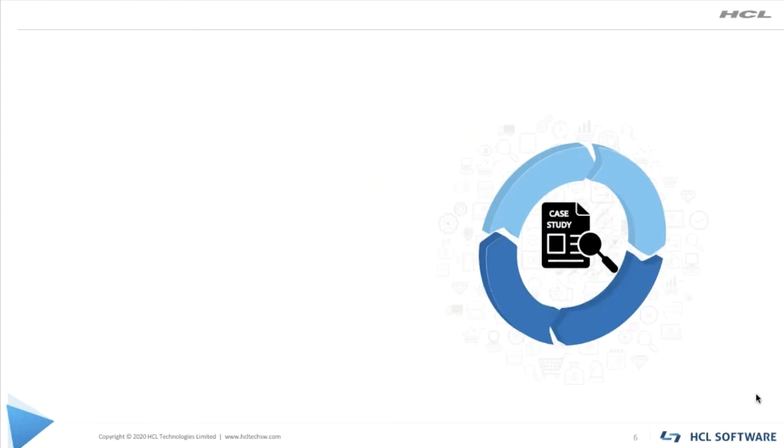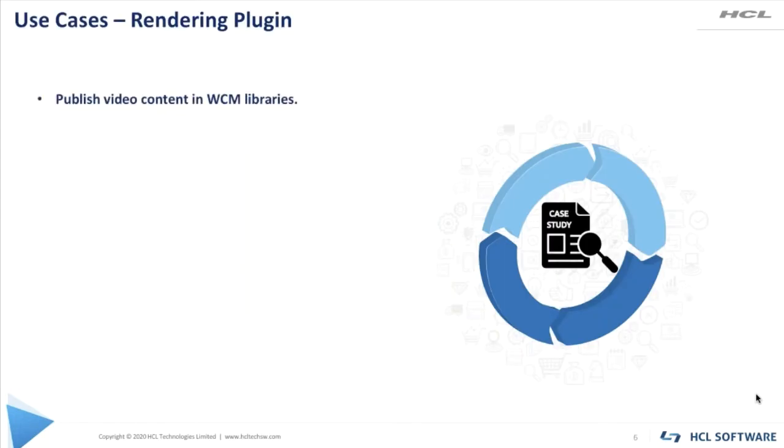Next, we will be discussing use cases where we can leverage rendering plugins, like, as I said, YouTube videos or any video. If you want to embed videos into the portal, the videos can be published inside a WCM library, and then we can create logic on how to embed these videos. We can write the logic in the plugin and then use the plugin tag inside our WCM library to refer to the video, and depending on the video ID, we can display different videos using the same plugin.